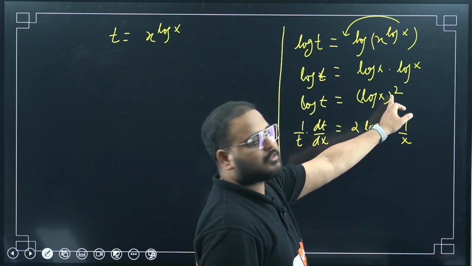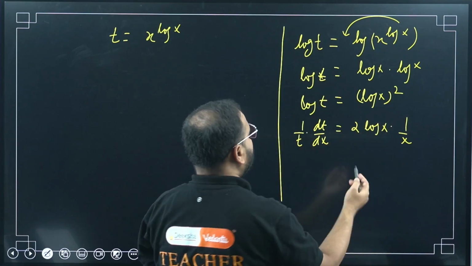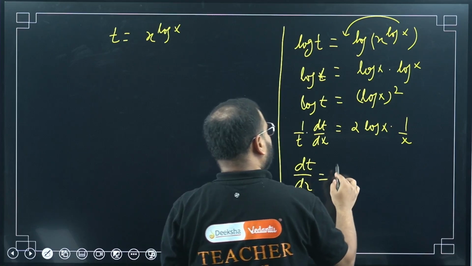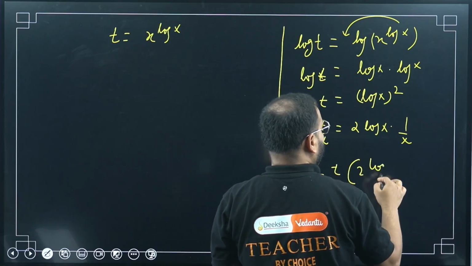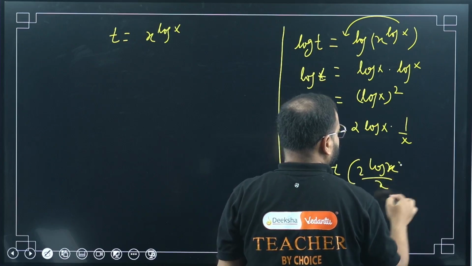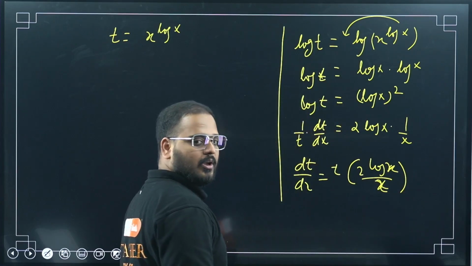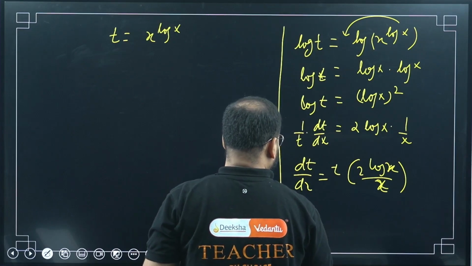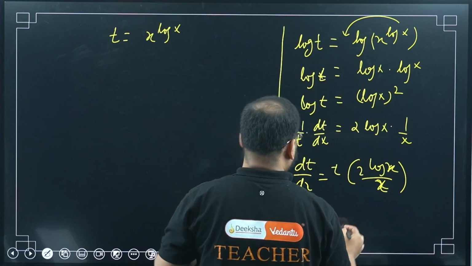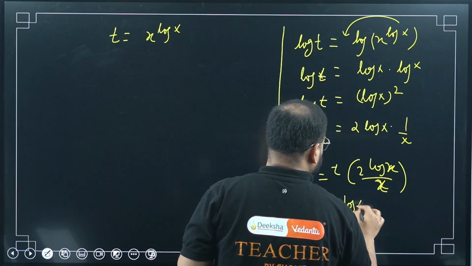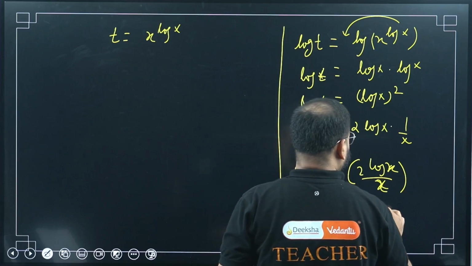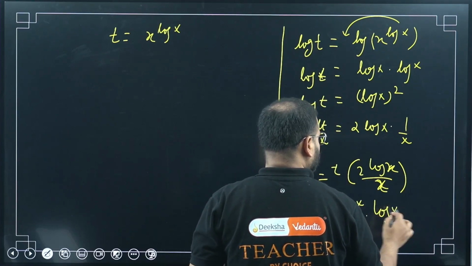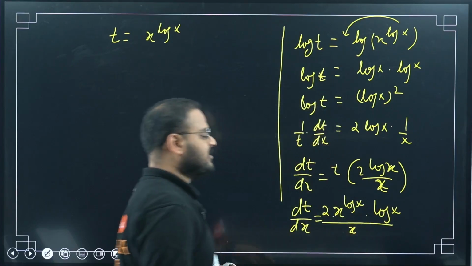First for log x power square, which is going to be 2 log x, then 1 upon x for log x. What is my dt by dx, tell me here. t multiplied with 2 log x upon x, yes or no, yes sir, okay. So put the t value back, I get what, dt by dx equals to, t value is what, x power log x times of, so 2 is there, right, so I can keep the 2 here, log of x whole thing divided by x. This is my second value.